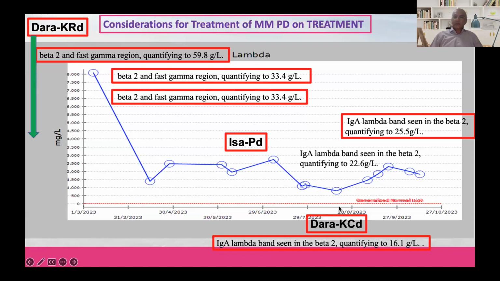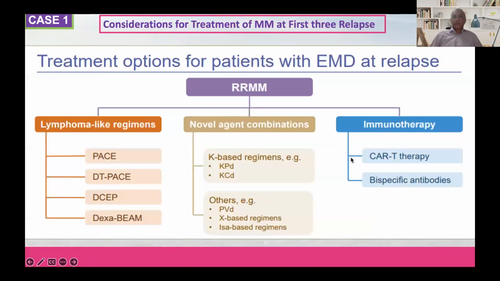It will help us with stem cell collection as well as to see the response. The good thing is that after 2 cycles of DARA KCD, you see the profile again went down. The light chain went up to 1,200, but after 2 cycles it progressed again. Now the thing is, what should we do in this patient?